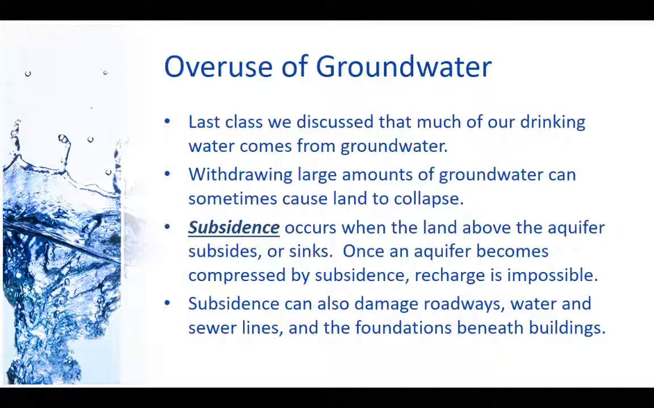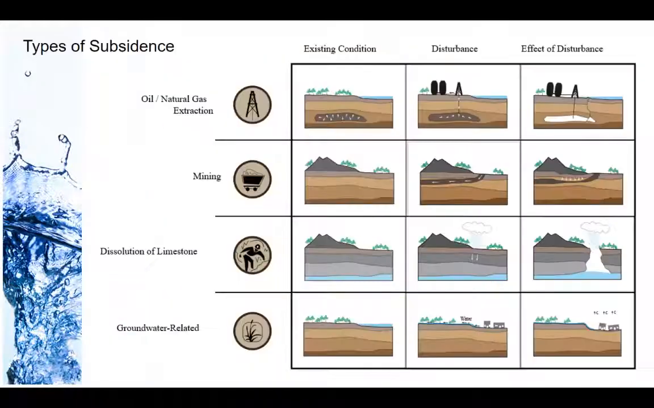That's subsidence. And this is not just the impossibility of putting water back in it, but this can also damage roadways, water and sewer lines, and the foundations beneath buildings. There are several different types of subsidence. The ones up above here, oil and natural gas extraction can cause it. You can get it from mining. You can get it from limestone breaking down. But the one we're focusing on right now is the groundwater related subsidence.